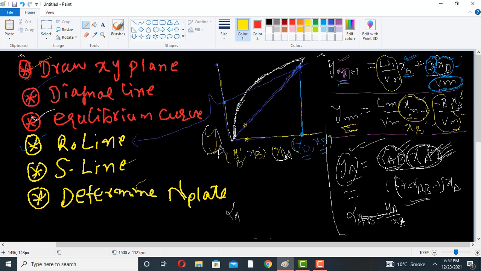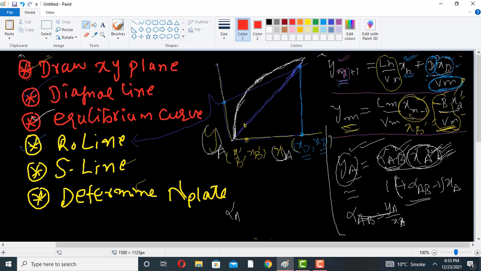minus B divided by Vm into xB. So if we know the moles of the bottom product, if we know the moles of vapor leaving the plate M, and if we know the mole fraction of the more volatile component in the bottom, then we will obtain the y-intercept. The y-intercept is minus B into xW divided by Vm.